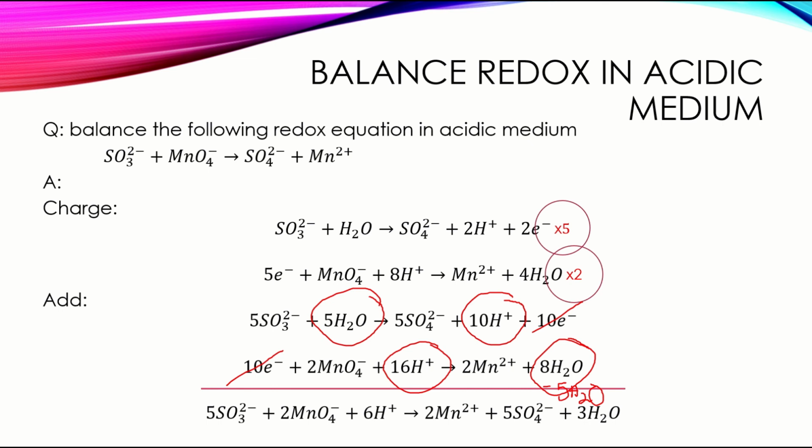If the equation is in a basic medium, there is one more step, which is that the equation should have an appropriate number of hydroxide ions, OH minus, added to both the right side and the left side, according to how many H plus remain in the equation.